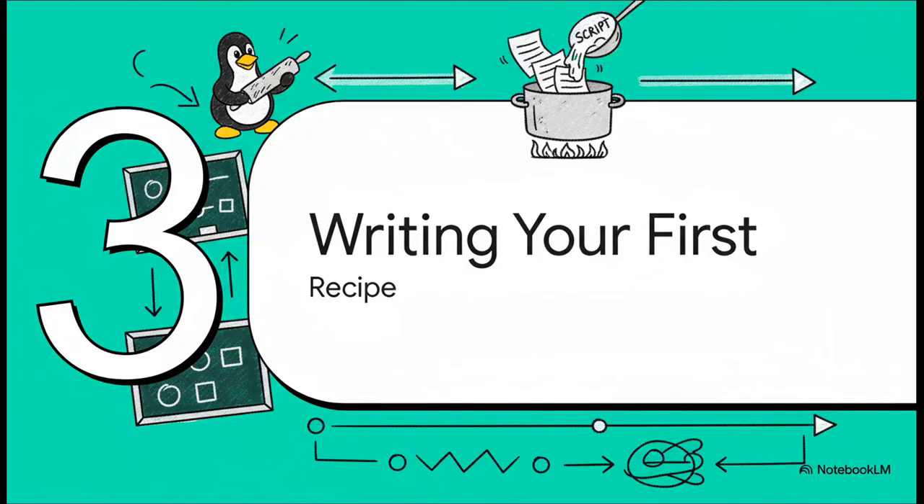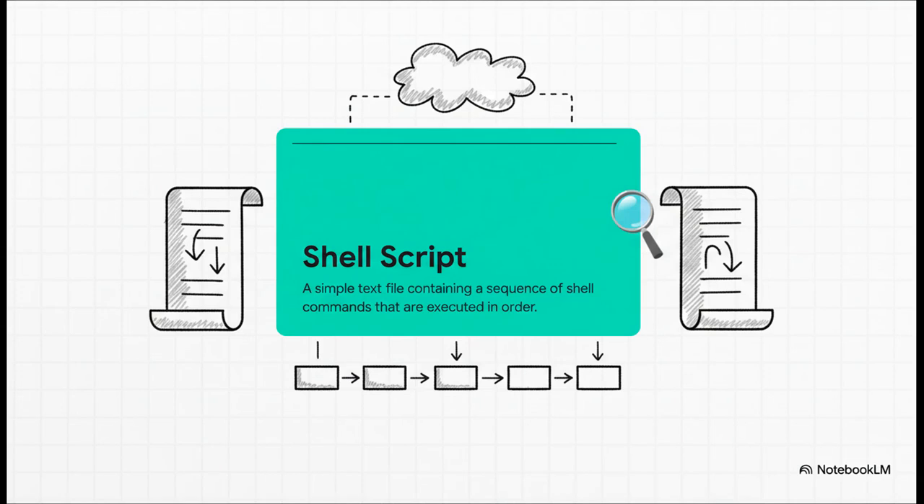So we've got our ingredients now, these commands. It's time to put them all together into a single file. Yep, it's time to write our first recipe. So what even is a shell script? You might be thinking it's some super complicated thing, but it's not. It's literally just a plain text file. That's it. You write down the commands you want to run and the order you want to run them. The shell just reads your file from top to bottom and does what it says.